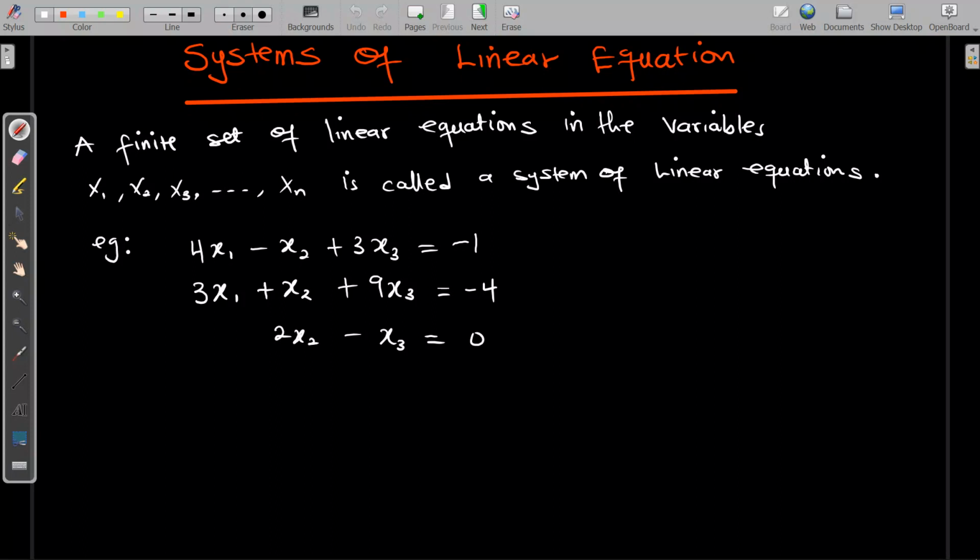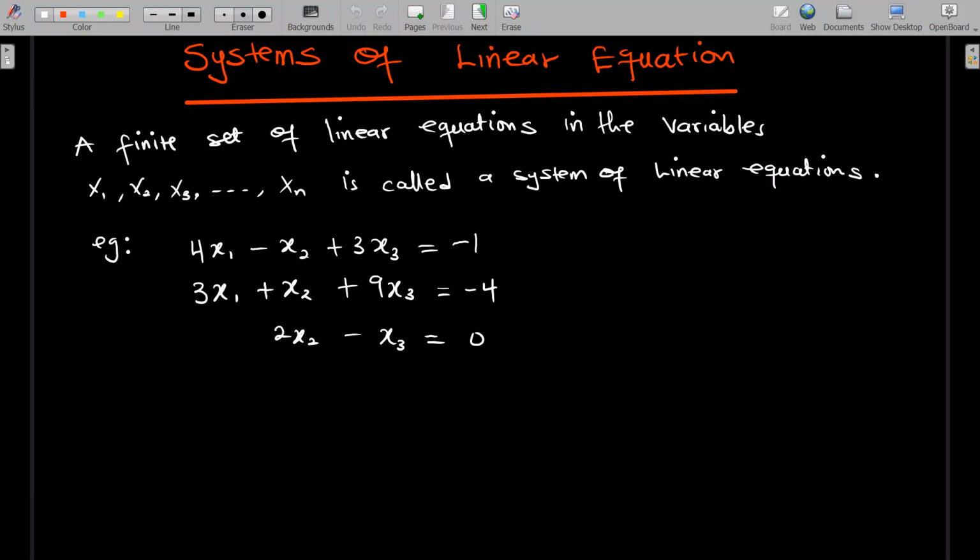In this lesson, I'm going to talk about some basic concepts in solving linear equations, particularly systems of linear equations. So if I have a system of linear equations, what does it mean?